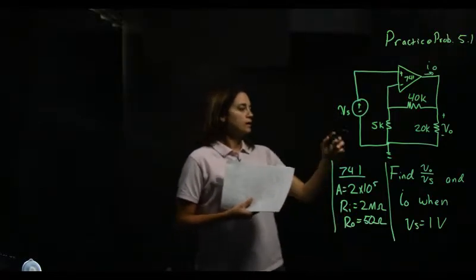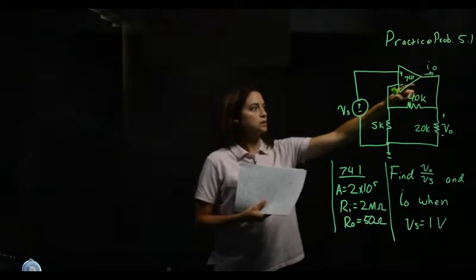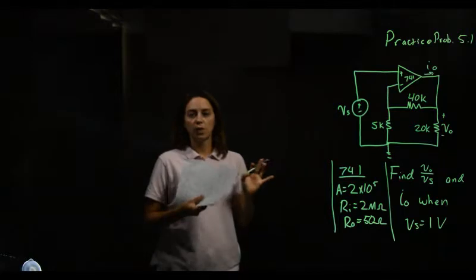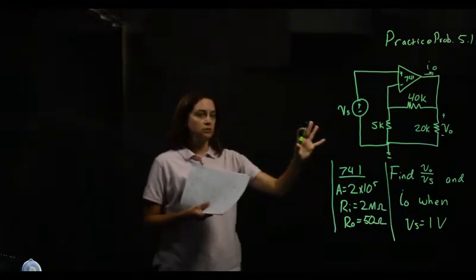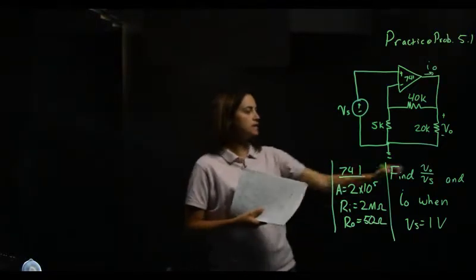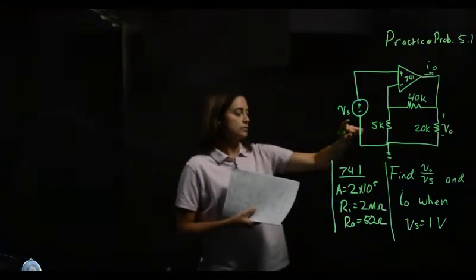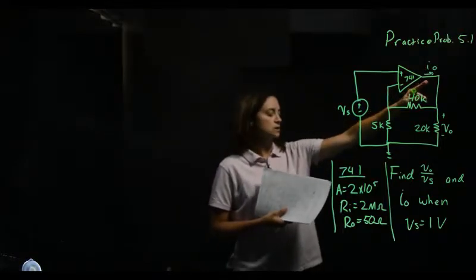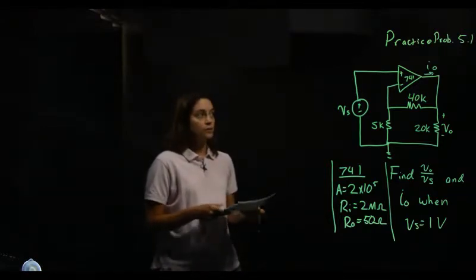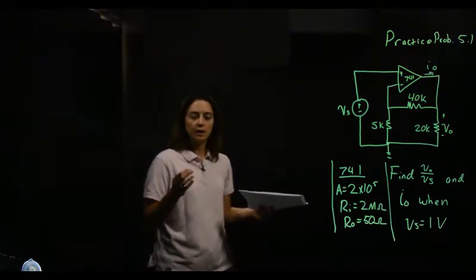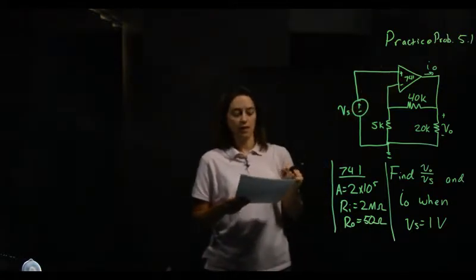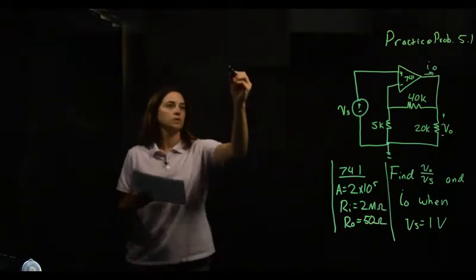And then we have not drawn the power supplies on here just because it clutters the circuit. So remember that they're always there, but we don't necessarily draw them when we're solving a circuit problem. So we're asked to find VO, which is out here, over VS, and this current, and this current, when our source is 1 volt. Okay, so the only way we know to do this right now is to use the equivalent circuit. So we're going to replace our op amp with that equivalent circuit that we drew in the lecture.